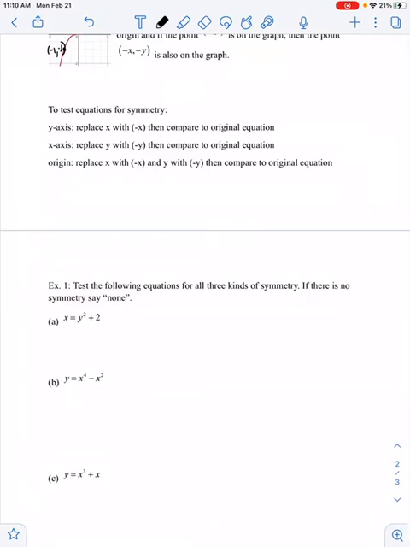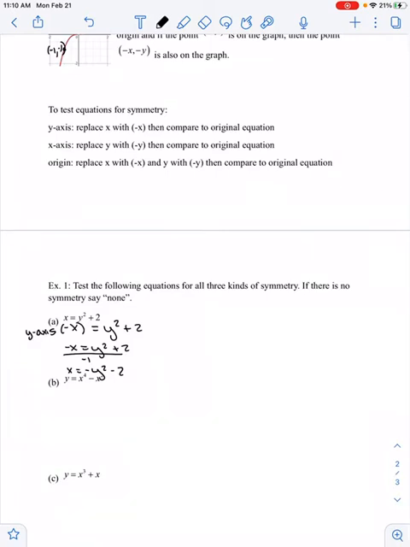So let's start with y-axis by plugging in negative x. Negative x equals y squared plus 2. I could divide everything by -1 and get x equals negative y squared minus 2. That does not equal the original, so this does not have y-axis symmetry.